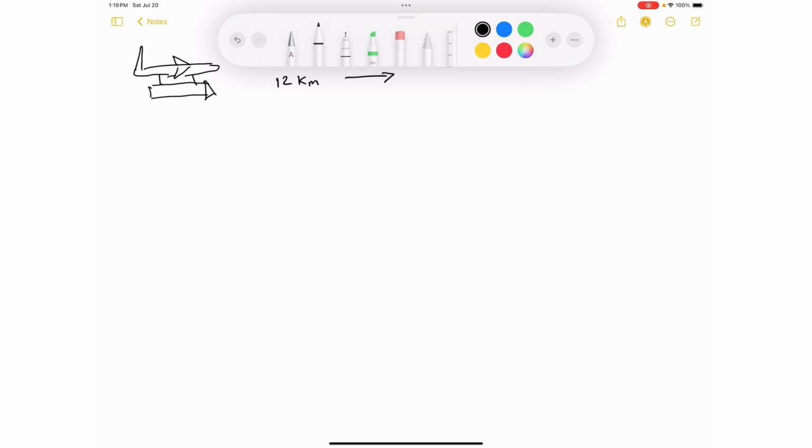So the problem that we have here is an airplane, and the airplane's carrying a rocket. The airplane's at 12 kilometers, or 12,000 meters, and it's flying straight at 850 kilometers per hour. So that's obviously its velocity.